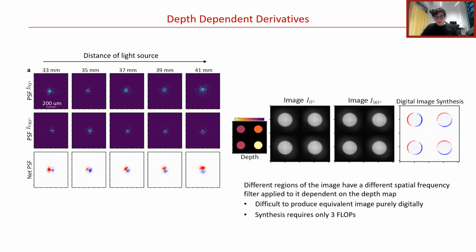We highlight that producing an equivalent image using only digital processing of a standard camera image would be very difficult, as it would require first computing a depth and then a segmentation mask. Alternatively, by optimizing optics in this multi-image system, we obtain this result within a minimum of 3 floating-point operations.